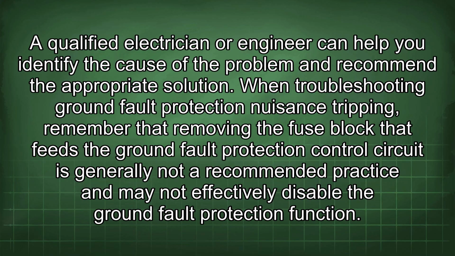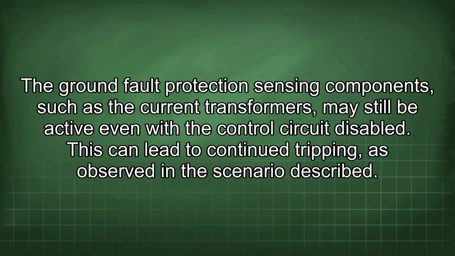When troubleshooting ground fault protection nuisance tripping, remember that removing the fuse block that feeds the ground fault protection control circuit is generally not a recommended practice and may not effectively disable the ground fault protection function. The ground fault protection sensing components, such as the current transformers, may still be active even with the control circuit disabled. This can lead to continued tripping, as observed in the scenario described.